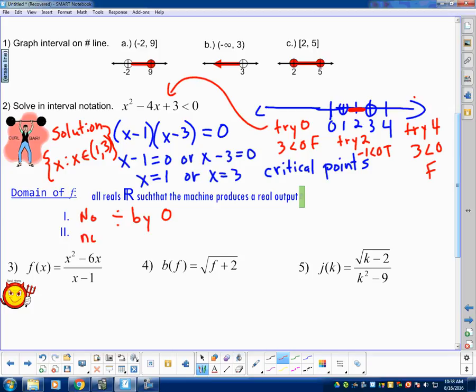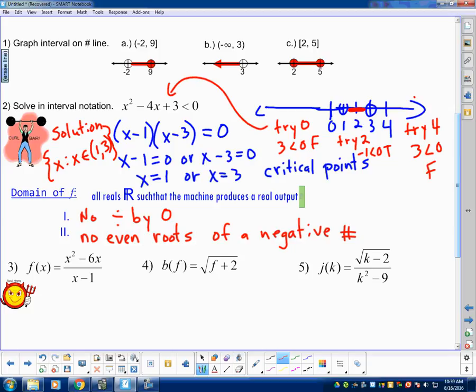And no even roots of a negative number. So we're not just talking about square roots, we're talking about fourth roots, sixth roots, and so forth. So these are the two restrictions you've seen up to this point. Like I said, we'll add another one dealing with logarithms. With logarithms, you cannot have an argument or input that is 0 or negative. So it's strictly all values greater than 0.